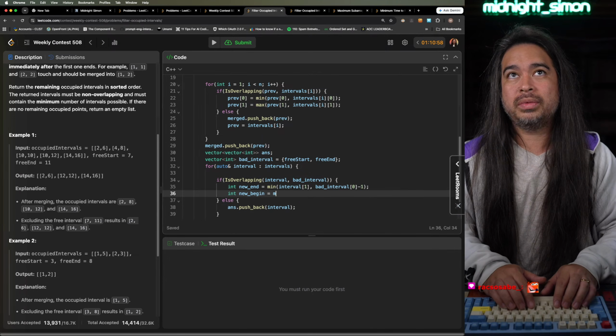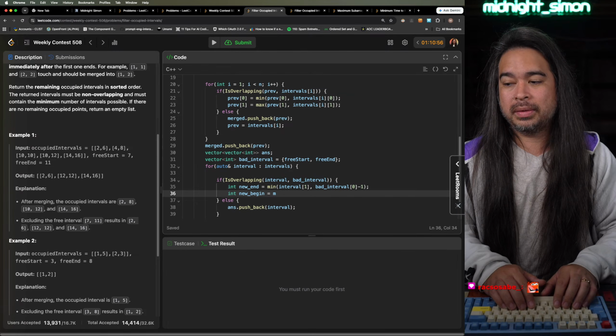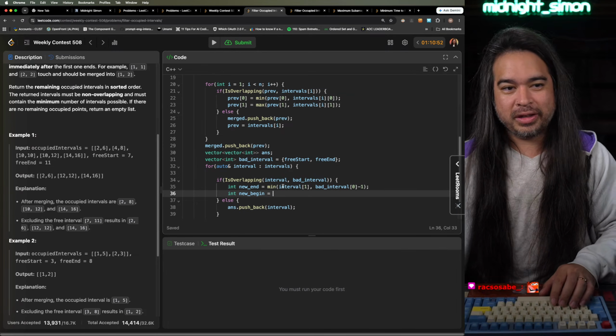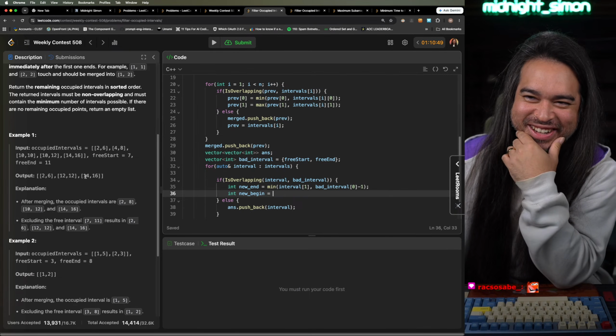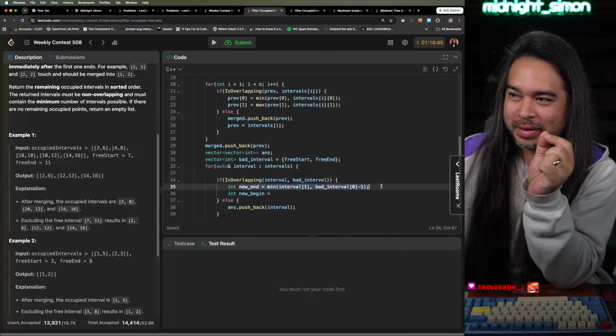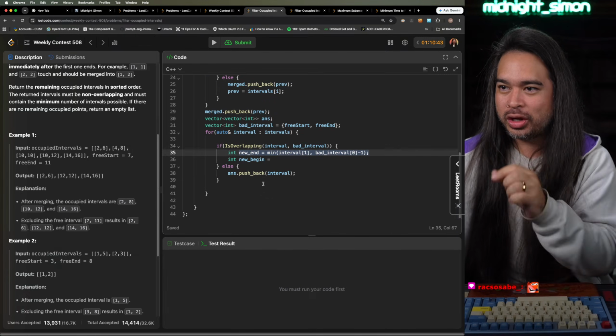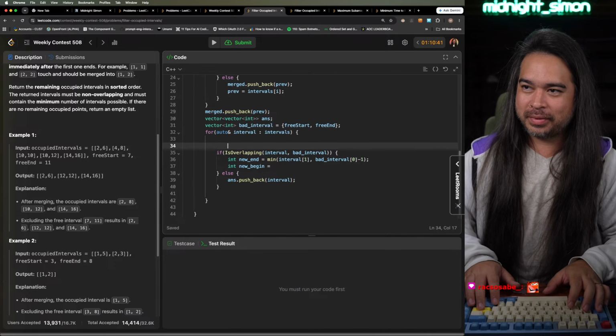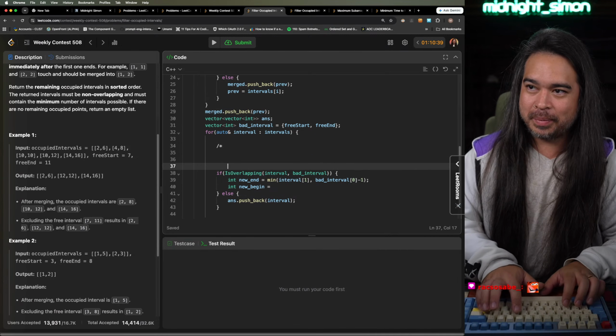And the new beginning. Wait, how do I figure this part out, Raxo? You gotta give me a clue. Should I draw them? Let me draw them. Too rusty for this, man.